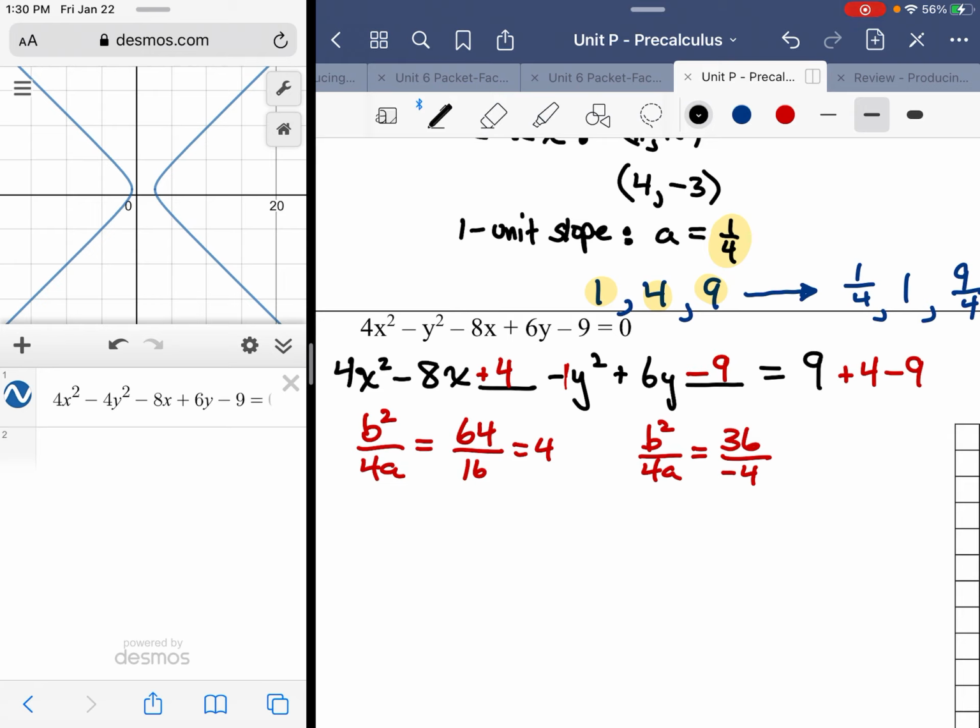All right. So GCFs abound. And if not, we factor a trinomial, right? Whatever the trinomial is. It should be a perfect square trinomial. But if there is a GCF, you must pull it out. Otherwise, you won't get it into the appropriate standard form. So I'm going to yank out the 4 here. That's going to give me an x squared minus 2x plus 1.